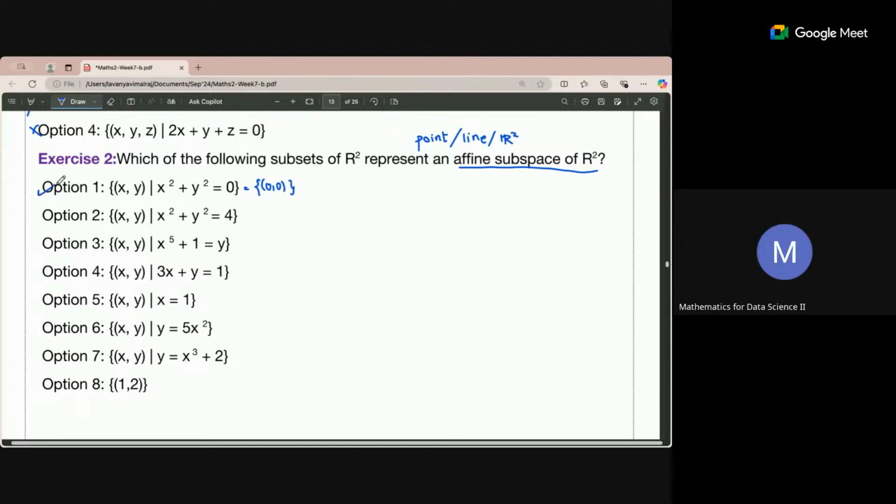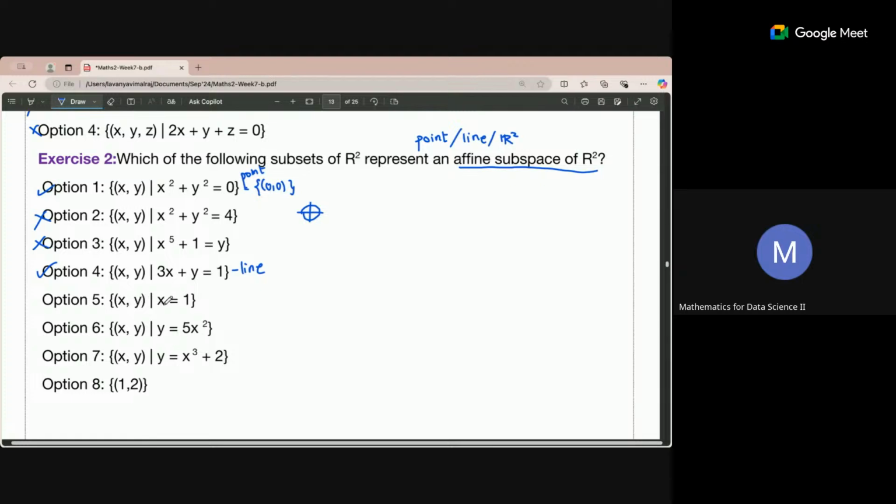Okay, fine. And what about this one? No. This is a circle with the radius 2, so this is not an affine subspace. What about this one? Is this any of these 3? Is this a point, line, or R2? One is a polynomial, so it is not. And what about this one? It's a line. This is a line, so this is an affine space.